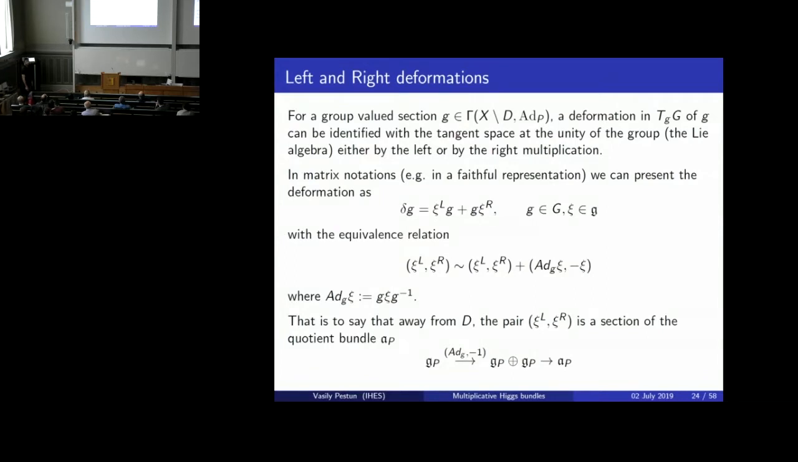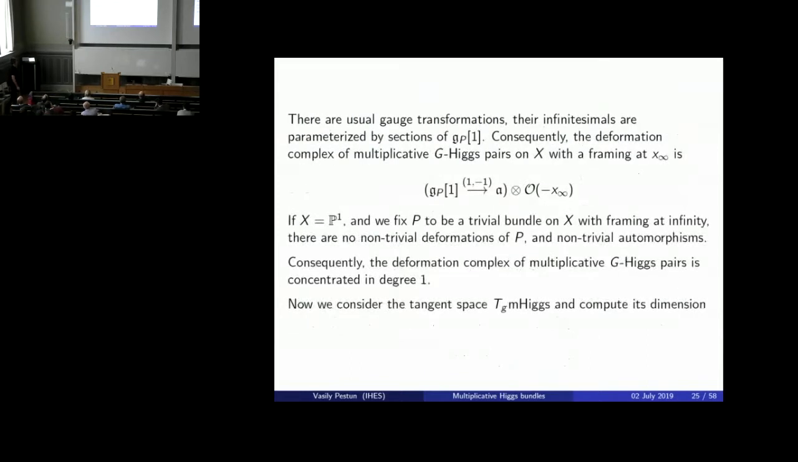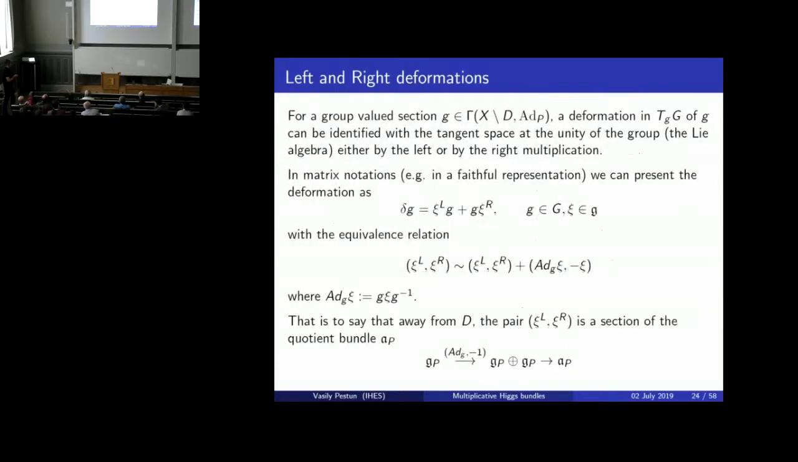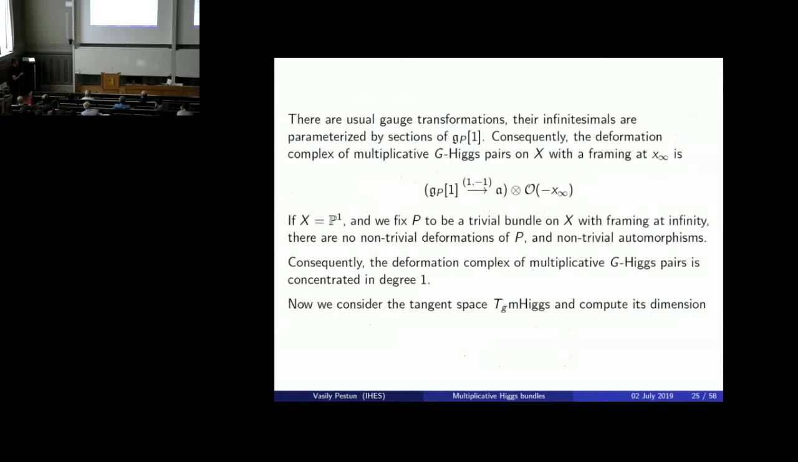So the deformation complex can be built from taking pairs of g-valued sections, psi L, psi R, quotient by the equivalence relation of this form. So we can write it as the direct sum of the GP adjoint Lie algebra valued bundle with itself, quotient by the action of GP. Then there is the usual gauge transformation, a change of automorphism frame, and consequently the deformation complex of multiplicative G-Higgs pairs on X can be identified with this, where A denotes the quotient written on the previous page, this one. So this is A. And here, the shifted Lie algebra valued bundle denotes the infinitesimal gauge transformations, so automorphisms of the gauge bundle.